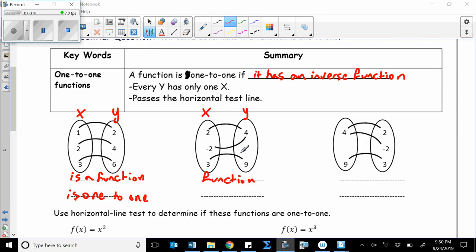So we're going to look at the y values. For this y, which is 4, we have 2 x values. So this y goes to 2 x's. So that means this is not one-to-one.